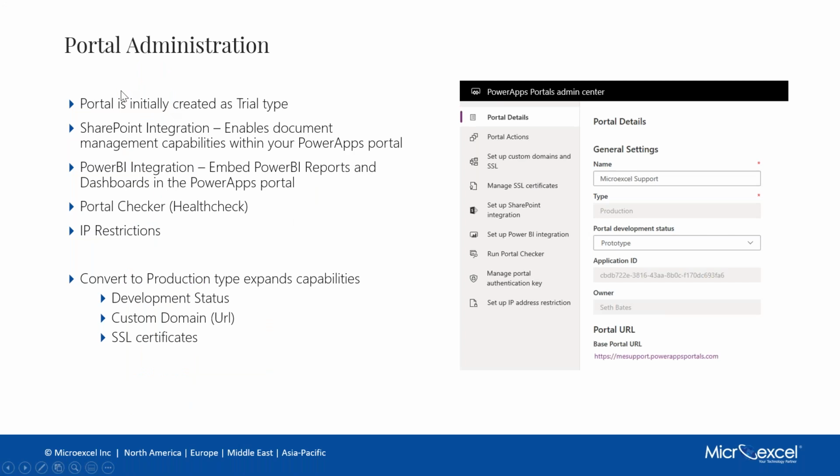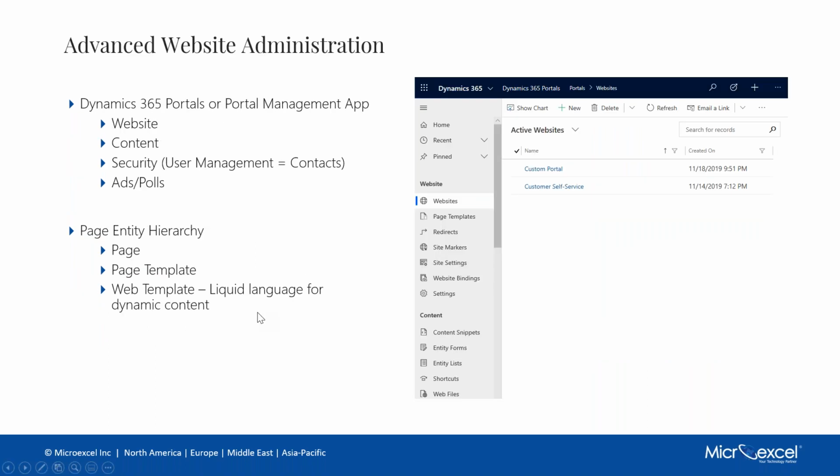All right, so we talked about that it's in trial type initially, and you get certain capabilities, including SharePoint integration and Power BI integration, very useful. And then once you convert to production type, it expands those capabilities, getting a development status, as well as custom domains and SSL certificates. All right, so we're peeling back the layers and we're almost to the last layer here, right? So advanced website administration. Well, what is that? Well, remember, this was all based on Dynamics 365 portals, right?